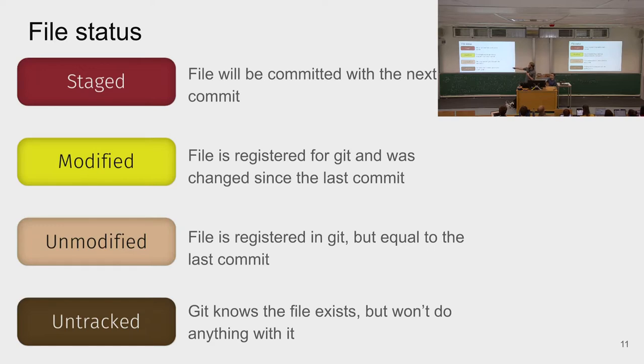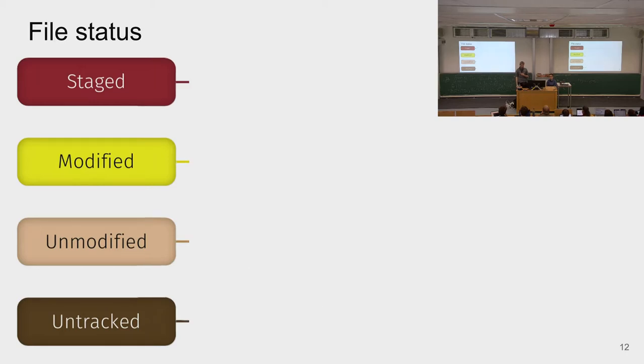Once you add them, they are staged, like I said. So you git add them, then they're staged, and they will be committed. Once you've committed them, they will be unmodified. There is a commit with them, and the file is still registered in Git, but equal to the last commit. Then if you change these files, they're going to be modified, which means the file is registered in Git and was changed. Then you have to add them again so that they will be committed with the next commit. What does that mean?